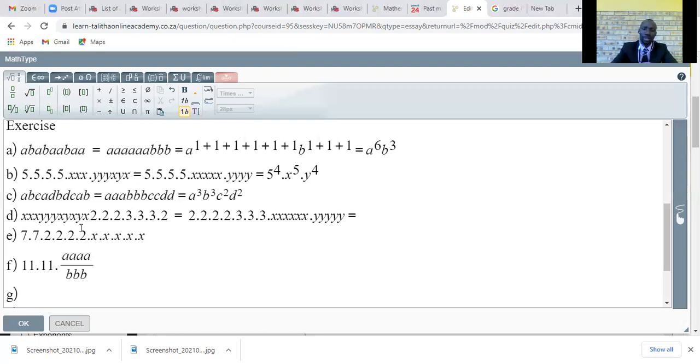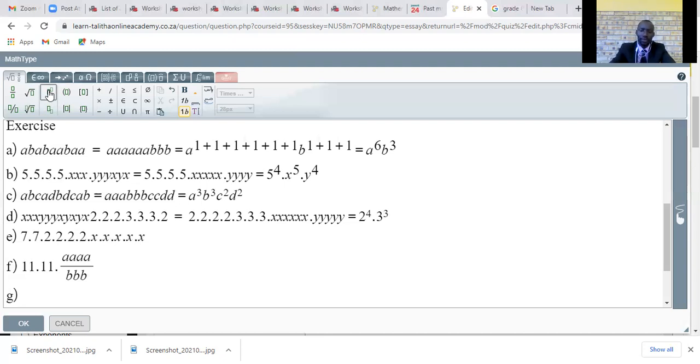So we start with a 2. 2 has got how many appearances? 1, 2, 3, 4. Oh, there are 4. So we say this is 2 with exponent 4. Then we have a 3, and a 3. So 3 appears 3 times. That means 3 has got exponent of 3.